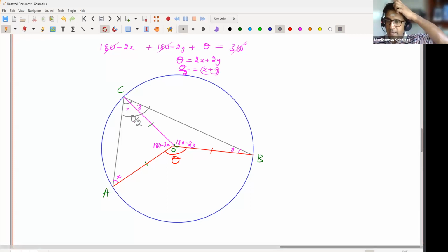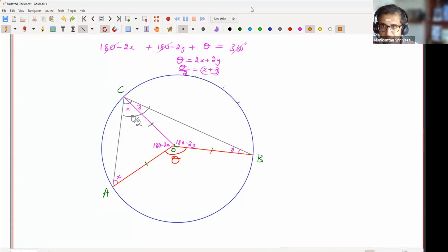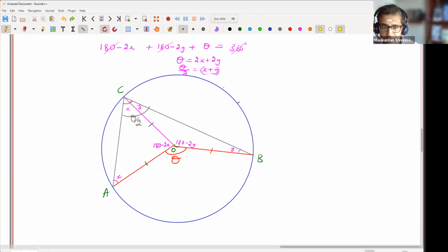So the angle at the edge of a circle will be half of the angle at the center of the circle for any chord. And this is true irrespective of where you touch C and come back to B. C could be here, or here, or here. Anywhere where you touch the circle. So for example, I'll just draw one more diagram. It could be something like this.